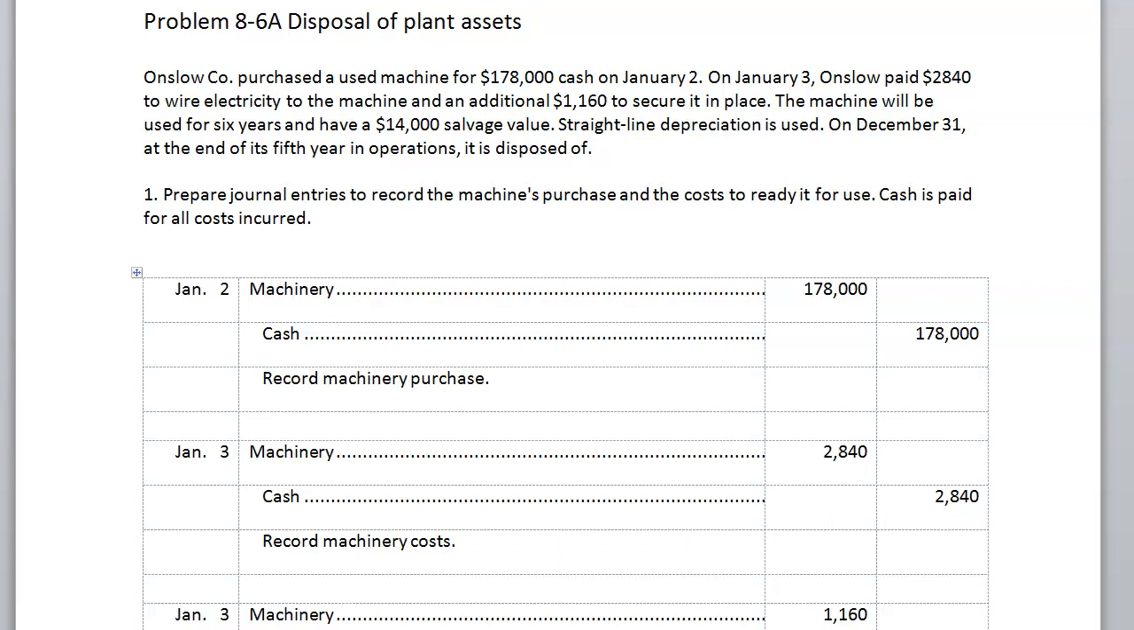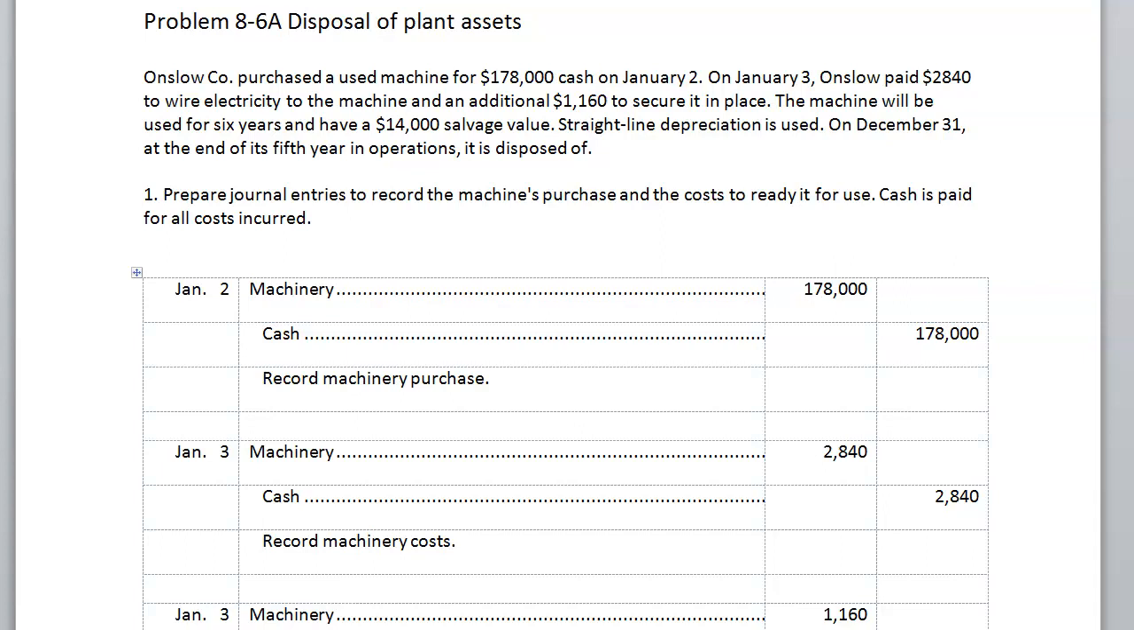Hi, we're going to walk through problem 8-6A, disposal of plant assets. Onslow Company purchased a used machine for $178,000 cash on January 2nd. On January 3rd, Onslow paid $28.40 to wire electricity to the machine and an additional $11.60 to secure it in place. The machine will be used for 6 years and have a $14,000 salvage value. Straight line depreciation is used. On December 31st, at the end of its 5th year in operations, it is disposed of.